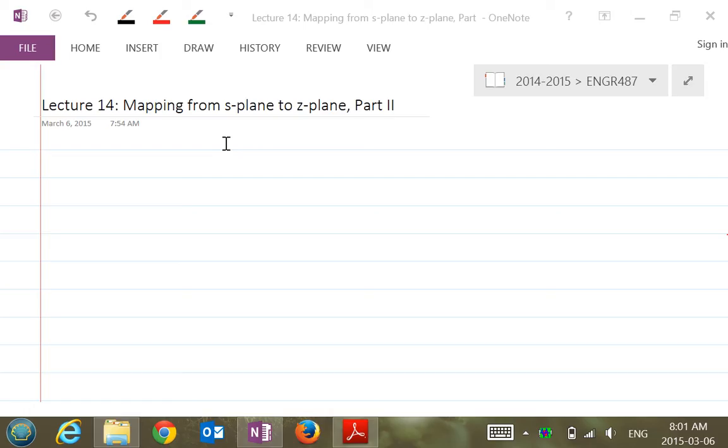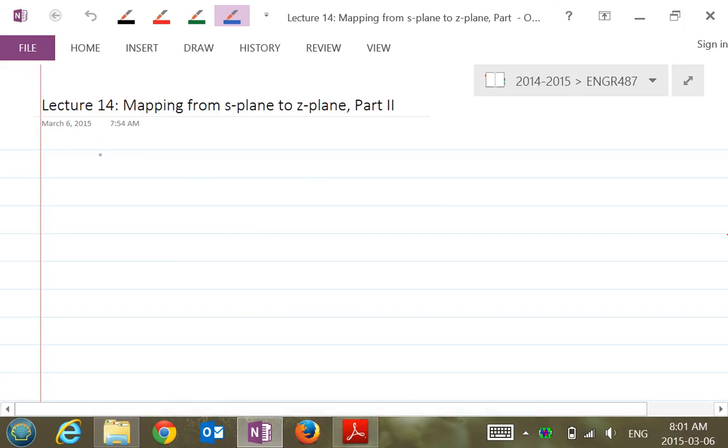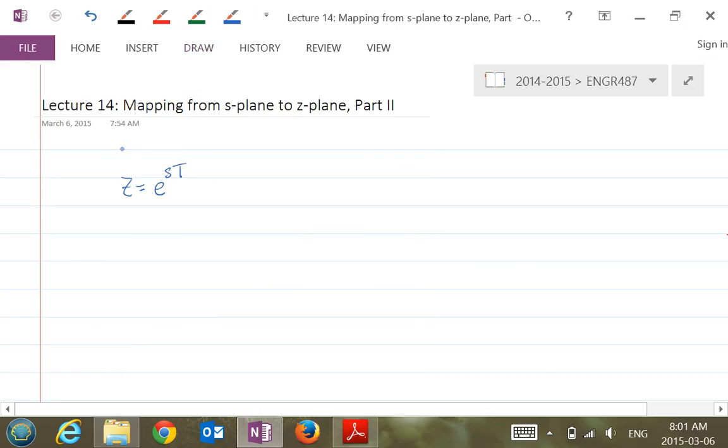Let's continue on the mapping from S-plane to Z-plane. In the previous lecture, we talked about the mapping, the kind of mapping we're looking for, from the S-plane to the Z-plane, and the mapping is Z equals e to the power of sT. So if s equals sigma plus j omega, then Z equals e to the power of sigma T, and then e to the power of j omega T.